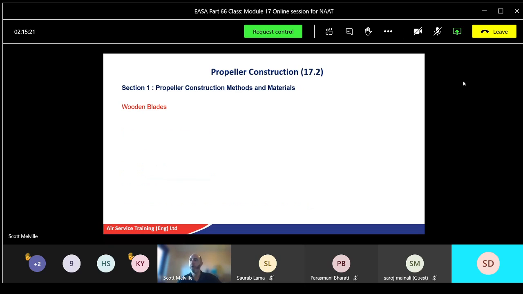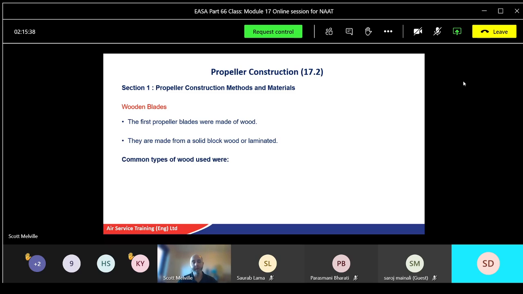So wooden blades. First wooden blades, you can imagine, very, very crude, very, very basic design. Not very reliable, to be honest. Made of a solid block of wood or possibly laminated once they got a bit newer. And now, these ones definitely highlight, please. The common types of wood used for propeller blades are mahogany, cherry, and black walnut, and also oak. Very hard, tight woods, yeah? So mahogany, cherry, black walnut, and oak. So worth, again, highlighting those ones.